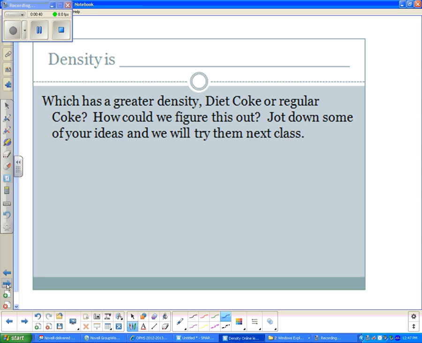First off, let's start with what really is density? What is the definition? And we've talked about this before. We know that density is a measure of mass per unit volume. So we need to make two measurements in order to calculate density. We need to find the mass of our object and we need to find the volume of our object.